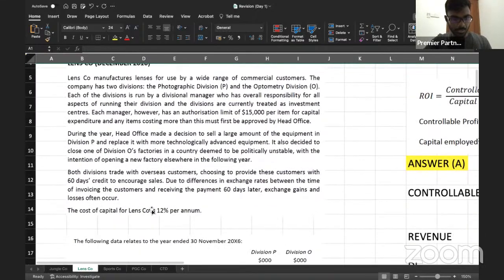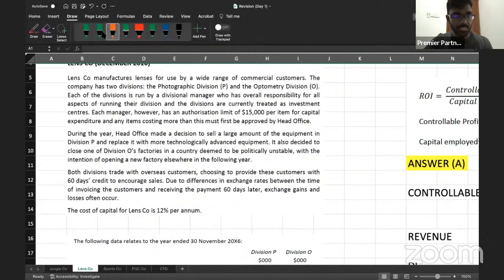Here they say 12% per annum is the cost of capital. Both divisions trade with overseas customers, choosing to provide 60 days credit. That was a different question. So head office is making a decision now. I need to highlight these. Head office made a decision to sell a large amount of equipment in division P.